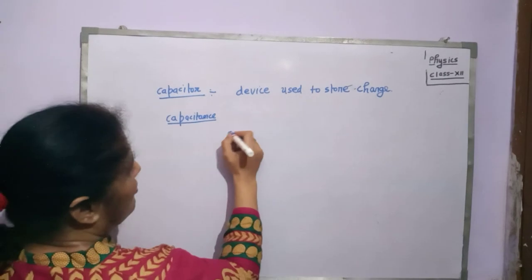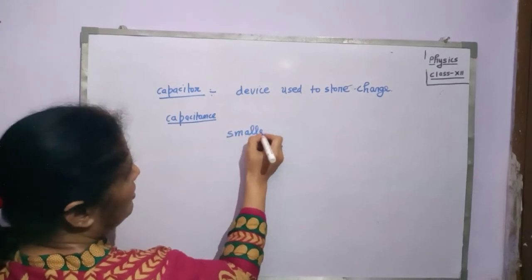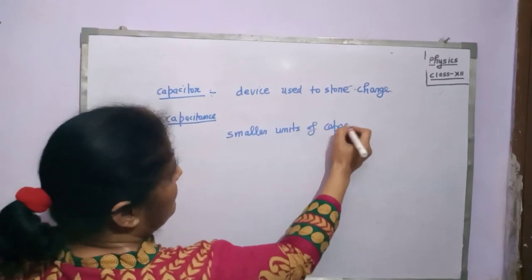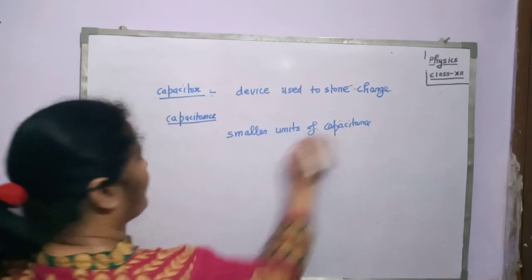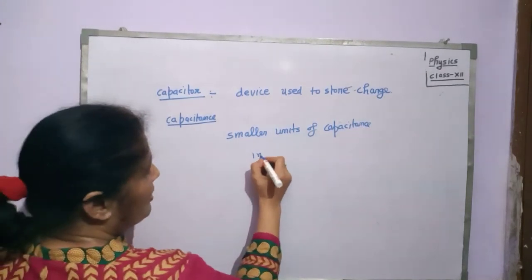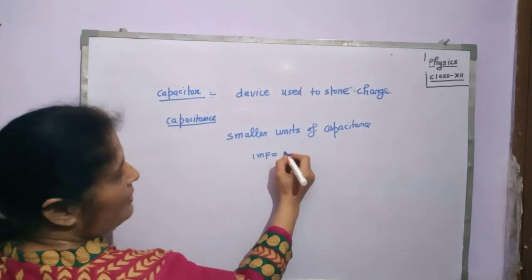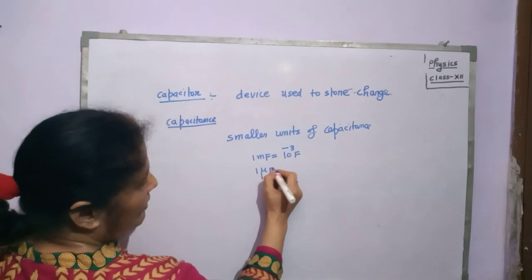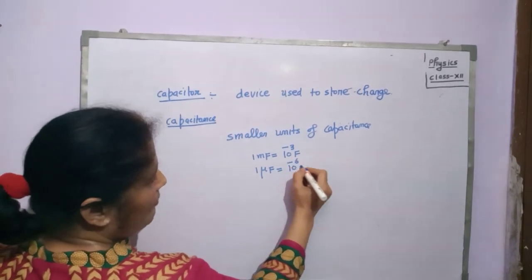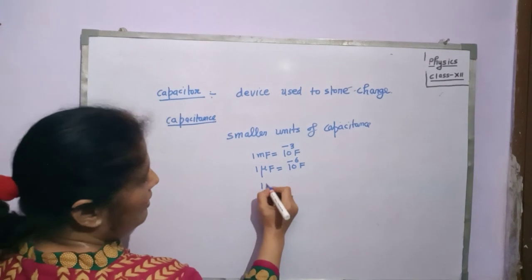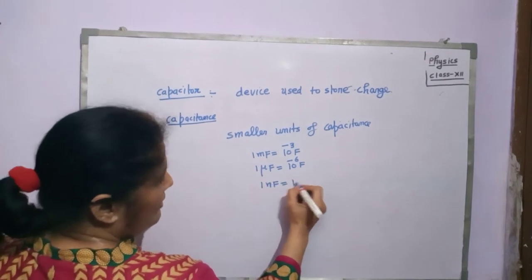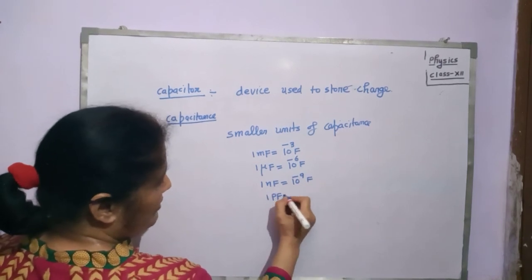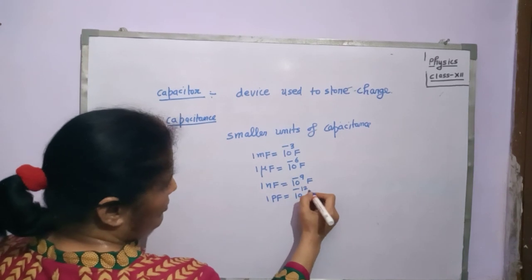So, smaller units of capacitance. You can see here. What are the smaller units of capacitance? 1 millifarad, milli, that means 10 raised to the power minus 3 farad. 1 microfarad is equal to 10 raised to the power minus 6 farad. 1 nanofarad is equal to 10 raised to the power minus 9 farad. 1 picofarad is equal to 10 raised to the power minus 12 farad.